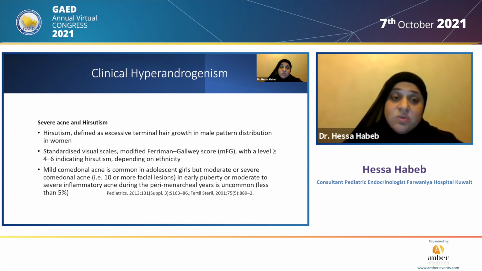For the severe acne, it was specified as severe because mild comedonal acne is common in adolescent girls, but moderate or severe comedonal acne in early puberty or moderate to severe inflammatory acne during perimenarcheal years is uncommon.